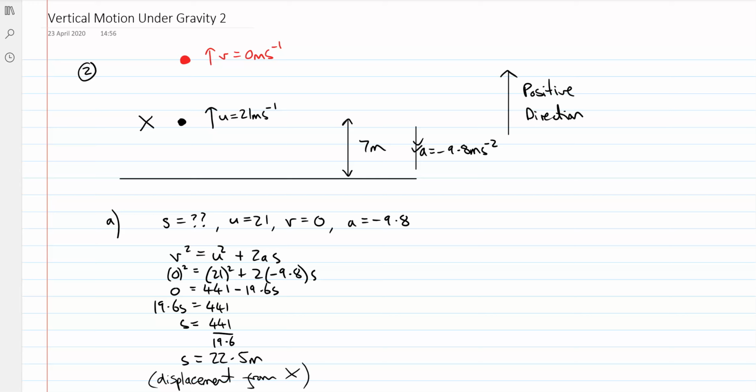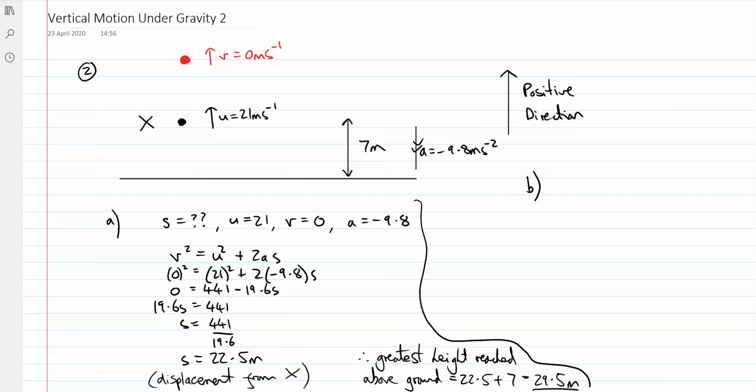We want the actual greatest height reached from the ground, don't we? So remember, X is 7 meters above the ground. So therefore, my greatest height reached above the ground, not point X, will just be that displacement from X, which is 22.5, plus the 7 meters that it started above the ground. So 29.5 meters for that question. Okay, then we'll go on to part B. We'll just section that off.